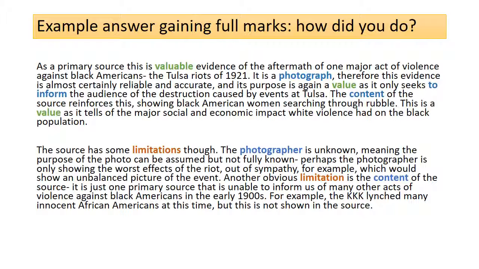Have a look at your own answer and have a think, how well did you do? If you've got any more questions, please ask the teacher.